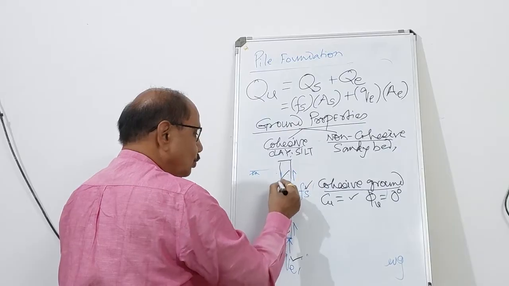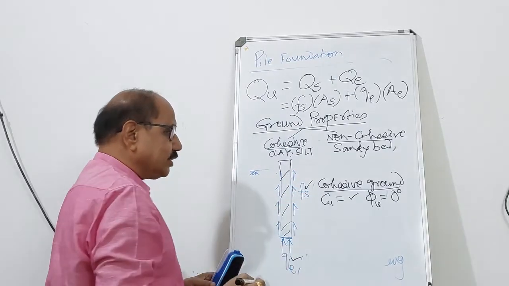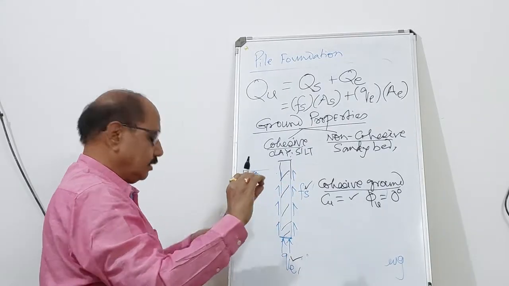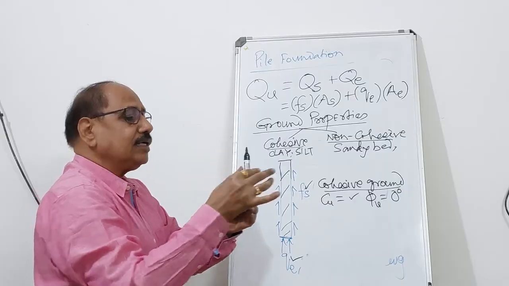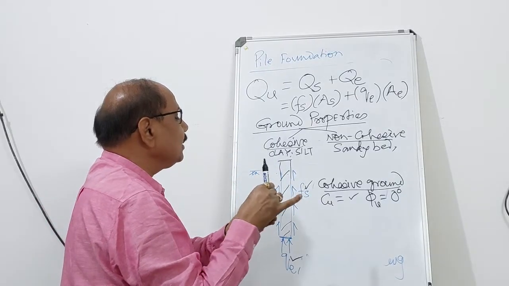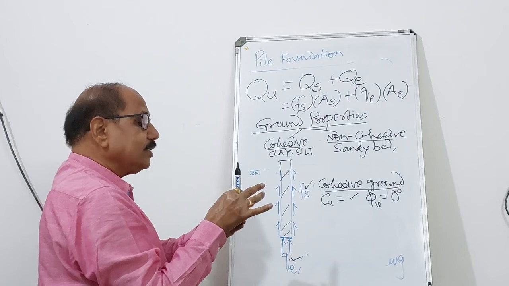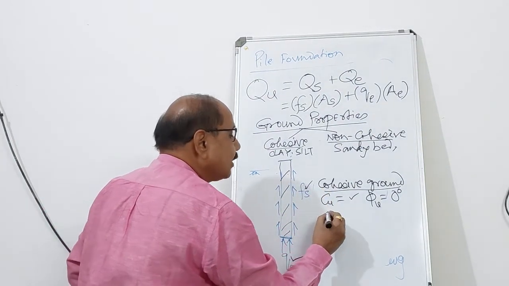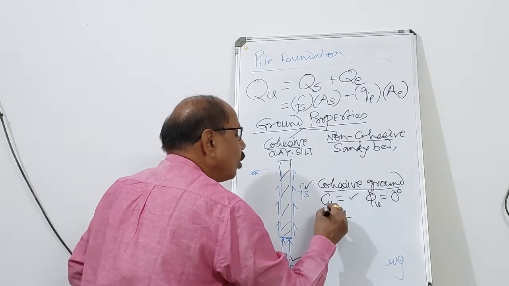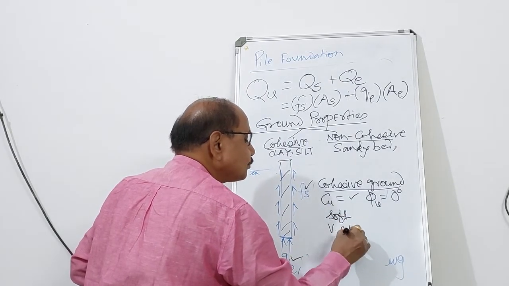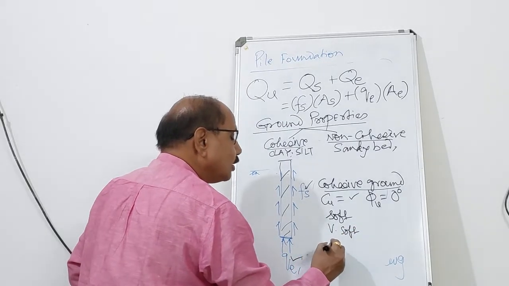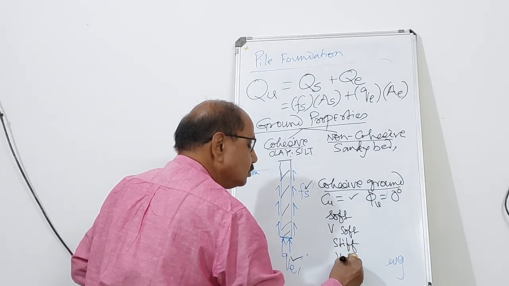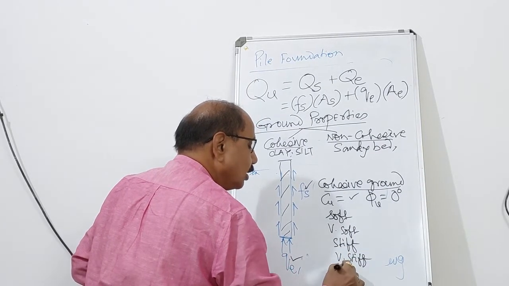Also, you should know what is the interaction of this cohesive soil with the pile shaft, because around this pile there is going to be cohesive soil. So what is the interaction between this? Cohesive ground can be soft or it could be very soft ground, or it could be stiffer, very stiff ground, or it could be hard ground.